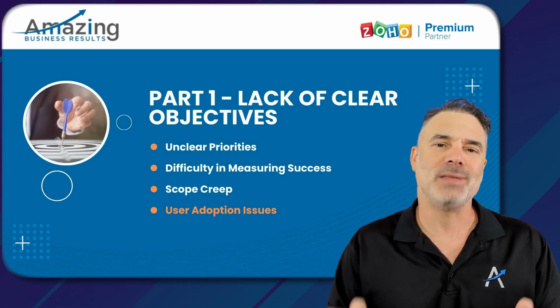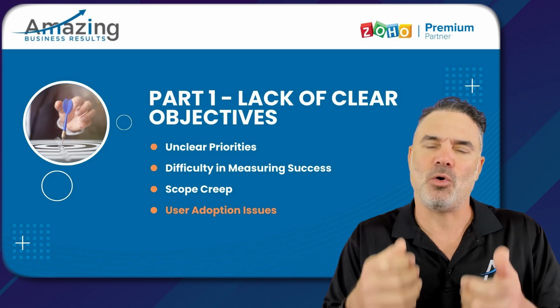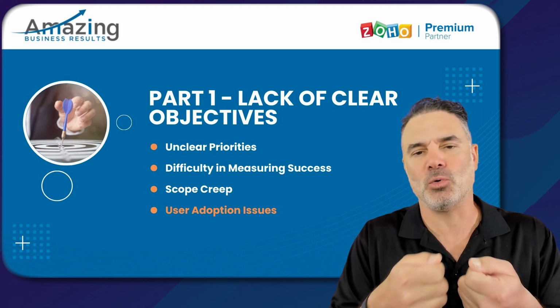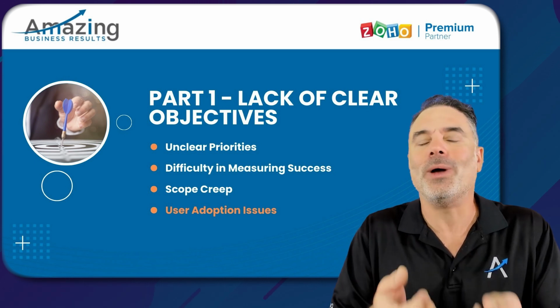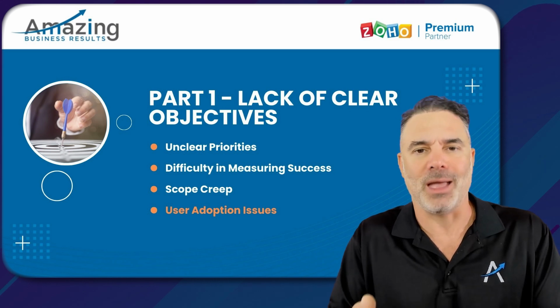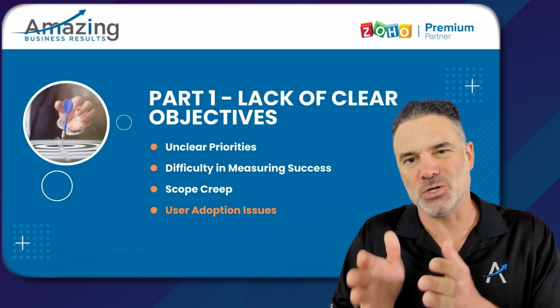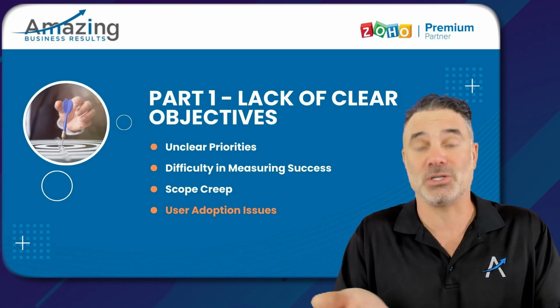In the user adoption area, if there are no clear objectives of what the CRM is supposed to do, the user who's supposed to use the system will not have the right training of what to use. And therefore, the user cannot use the system because there is nothing to measure against.